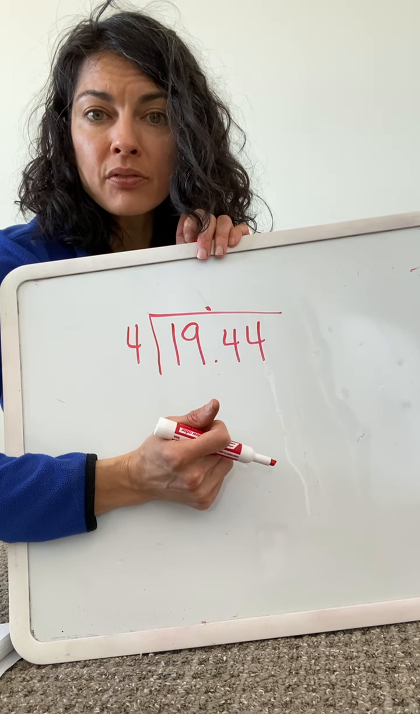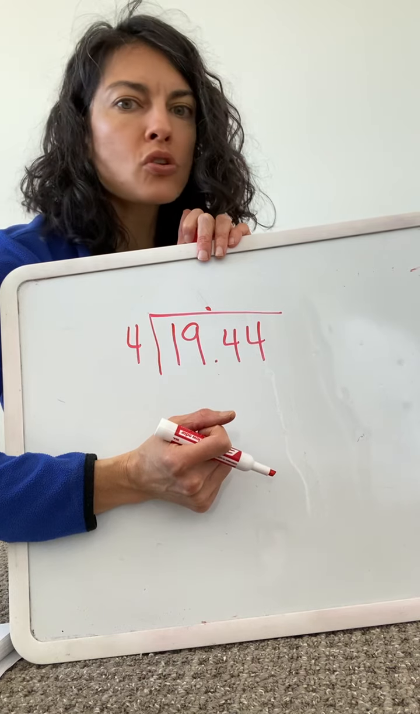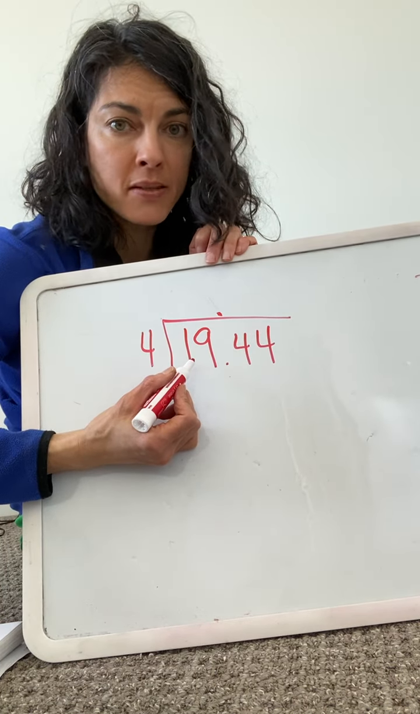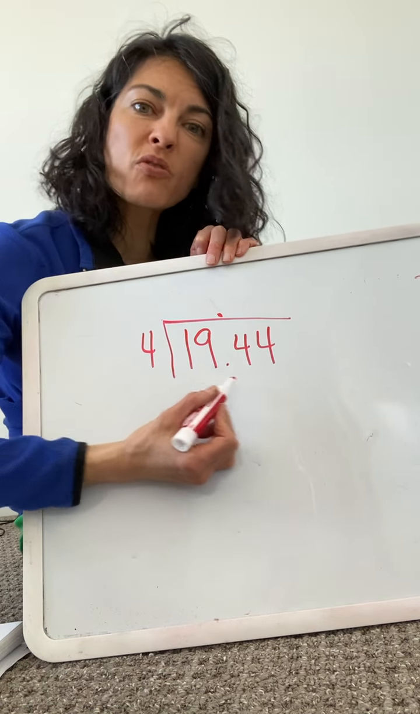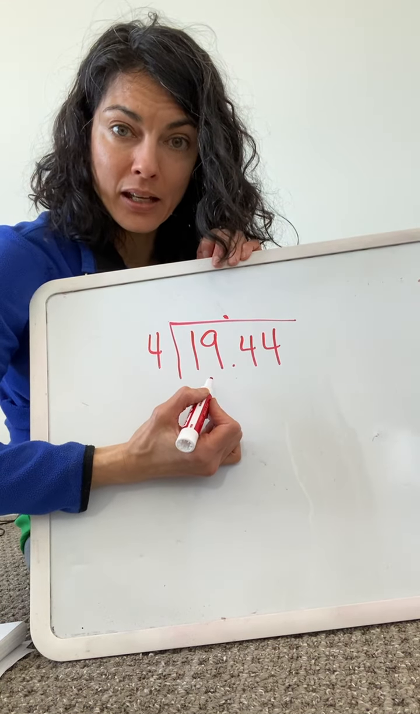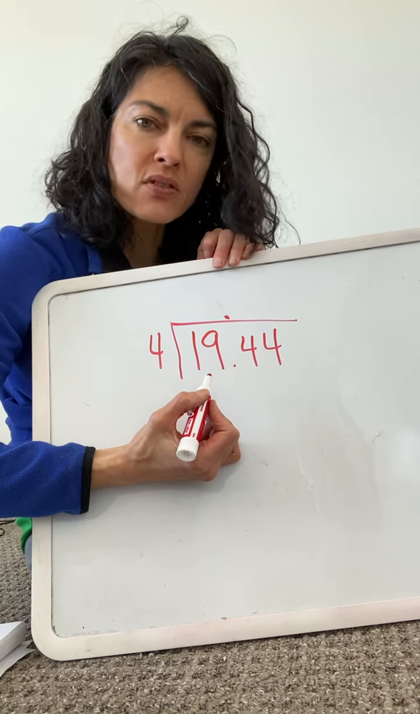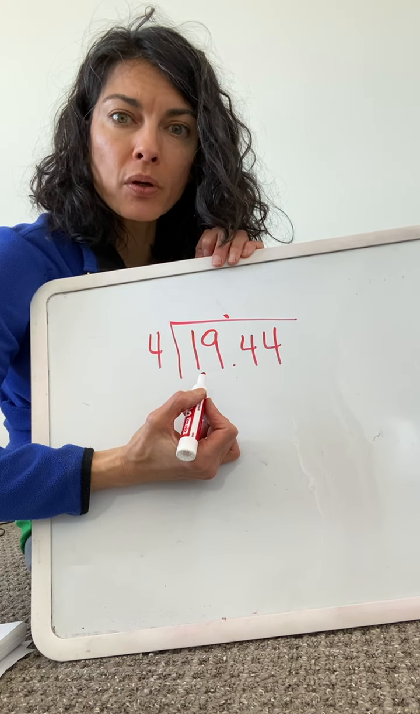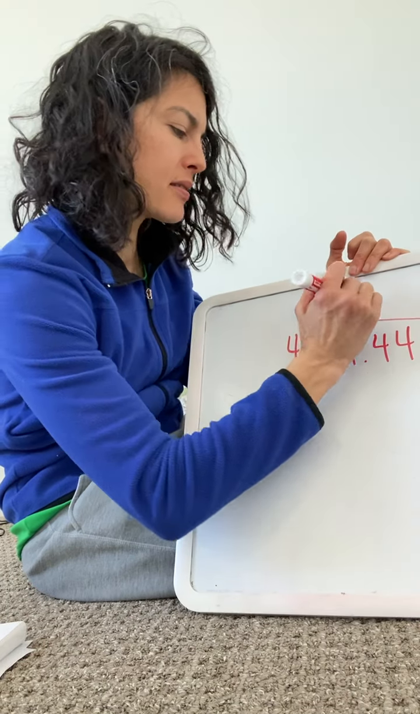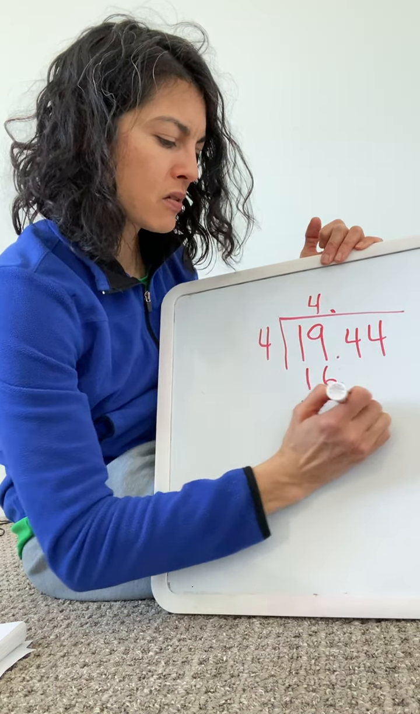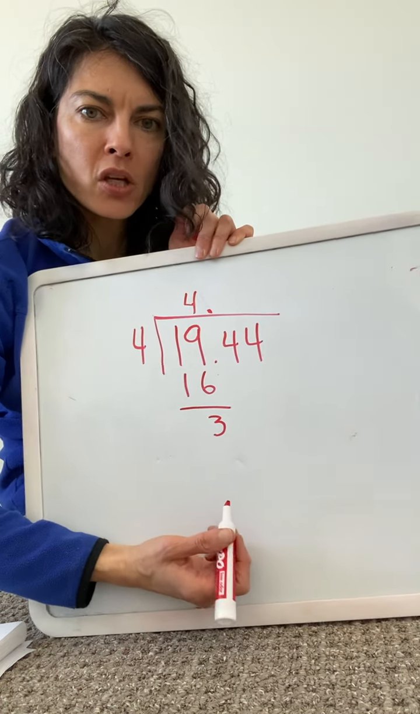Then do we do anything different? Business as usual. You know what to do. Can 4 go into 9 any times? Nope. Let's move over 1. Can 4 go into 19 any times? Yeah. 5 would be too big because 4 times 5 is 20. 4. 4 times 4 is 16. That's what we put. 4. Put 16. Subtract. We get 3.